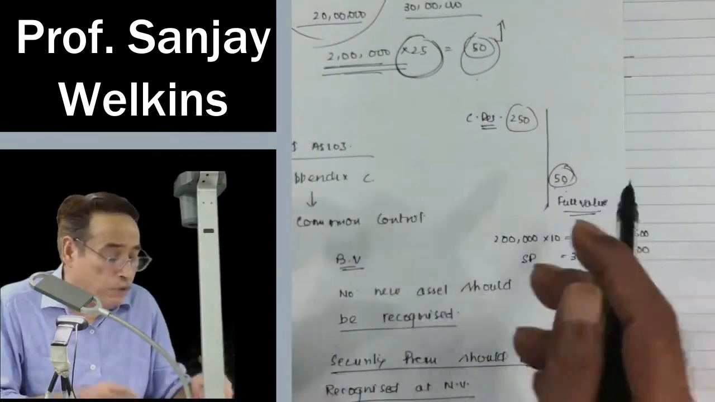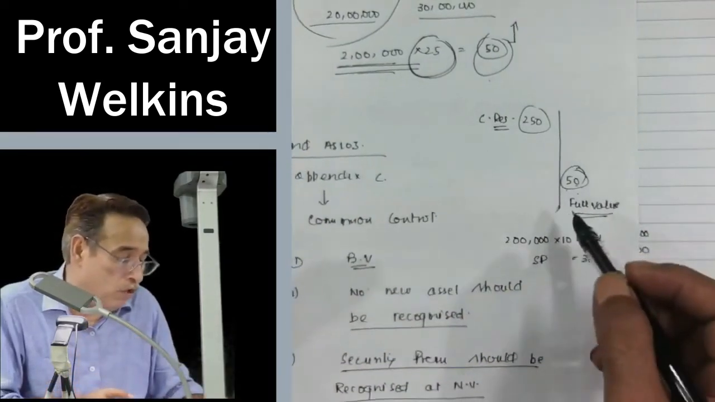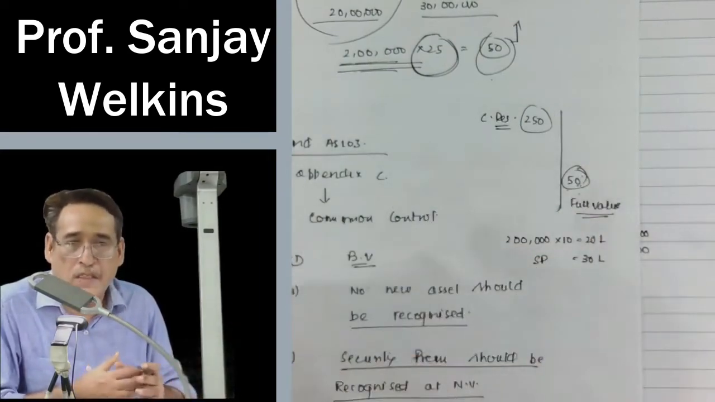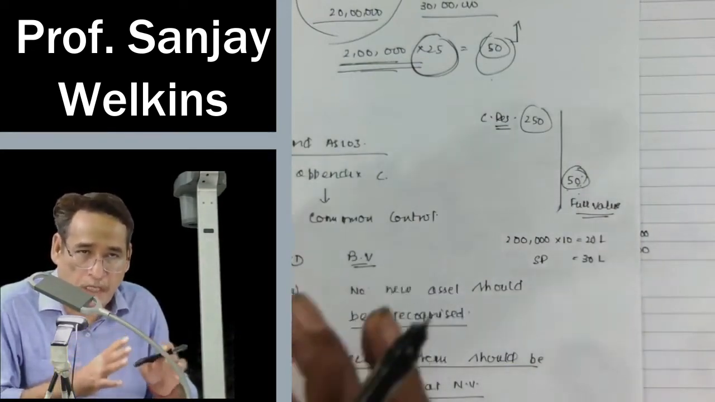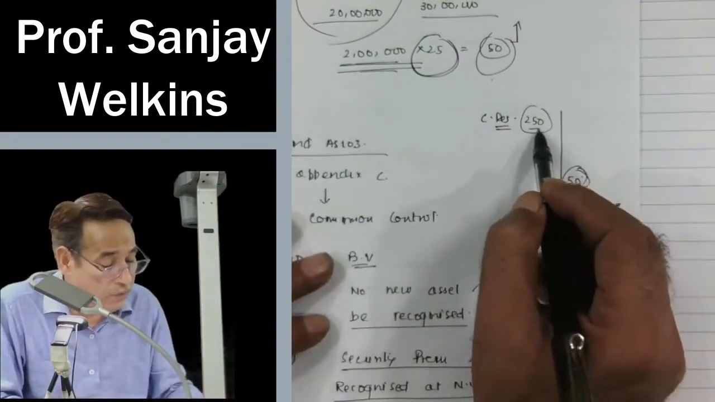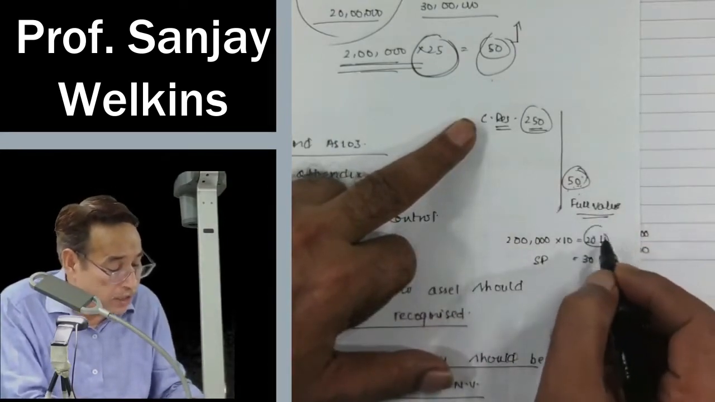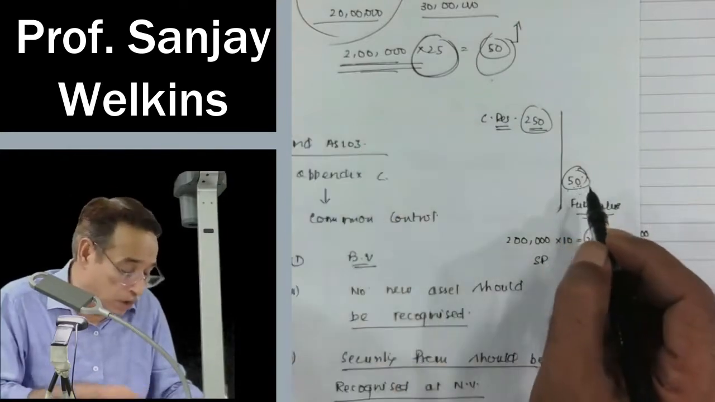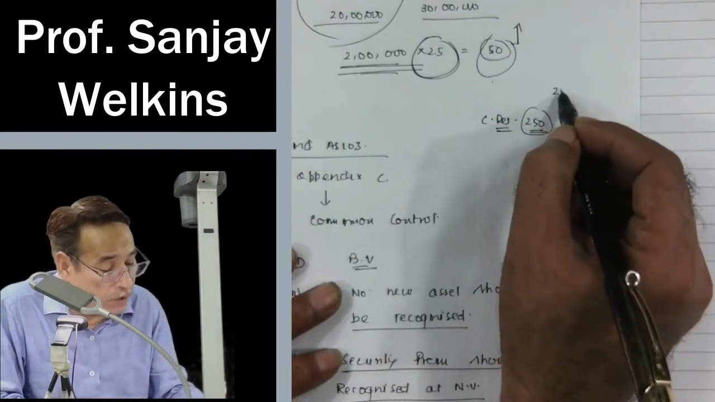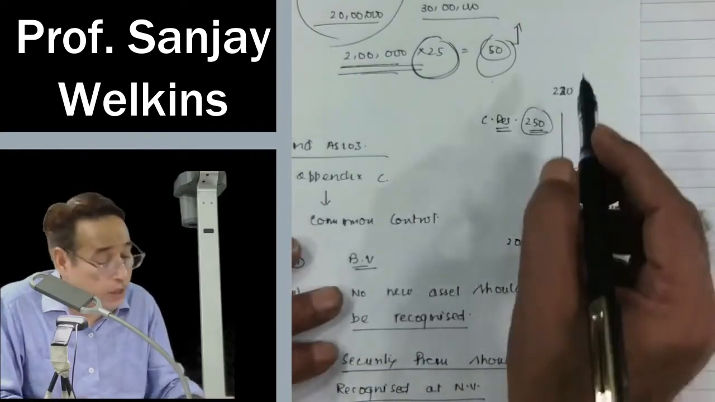Before I move further, let me also stress one thing. Irrespective of whether I write here 50 lakh or 20 lakh, in the ultimate analysis, no difference in the final answer will take place. If I write here 50, the balancing figure will be 250. Correct? Capital reserve will be 250. However, if I write here 20 lakh, not 50 lakh, because of this guideline, then capital reserve will be equal to 220.